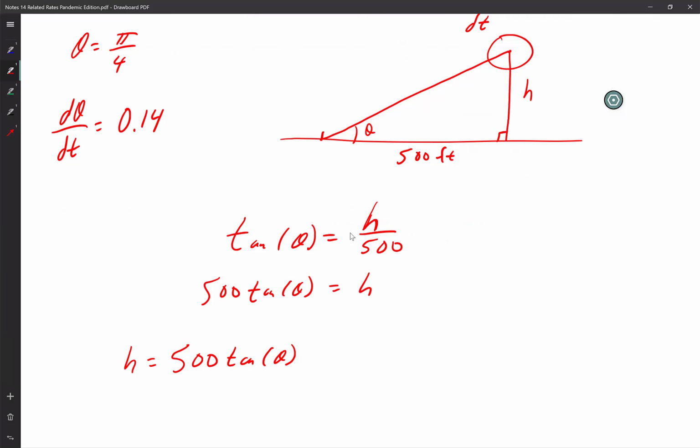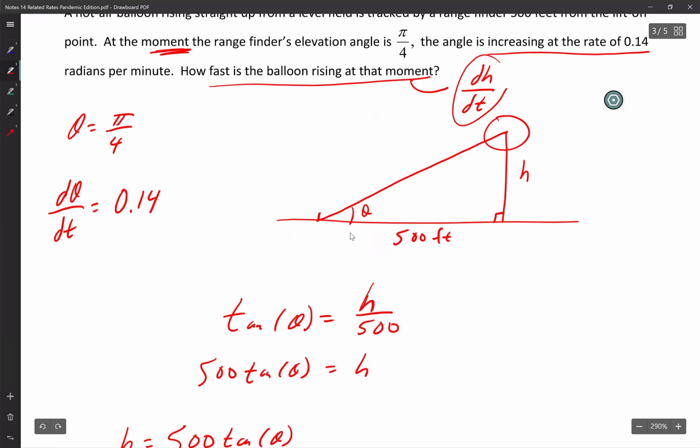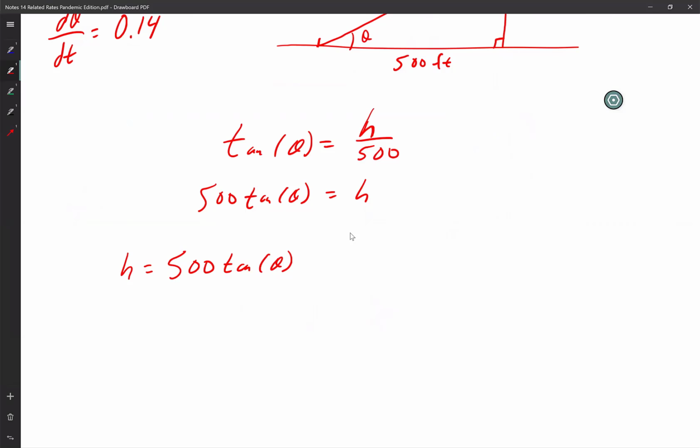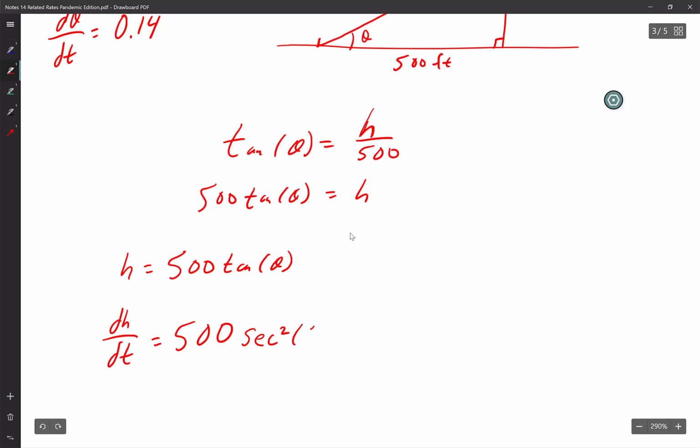All right, since I want dh dt, because that's what I want, how fast is the balloon rising, I'm going to take the derivative with respect to time. So dh dt is equal to 500, leave it alone. What's the derivative of tangent? Not everyone at the same time. Secant squared. Am I done, or is there something missing? The derivative of theta, d theta dt. Chain rule, guys. Now you can plug it in.